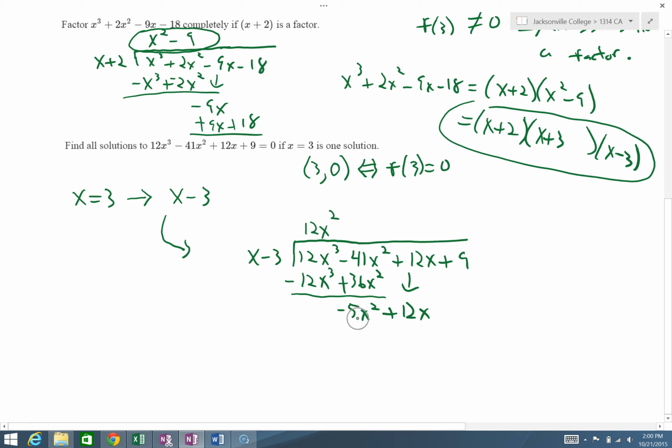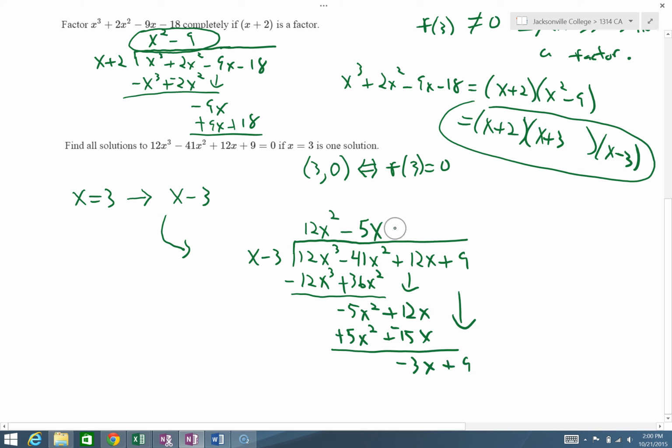Now x into negative 5x squared will be a minus 5x times. This one times this one becomes minus 5x squared. Minus 5x times minus 3 will be a plus 15x. Changing the signs and adding, 12 minus 15 will be a minus 3x. Bringing down my plus 9.